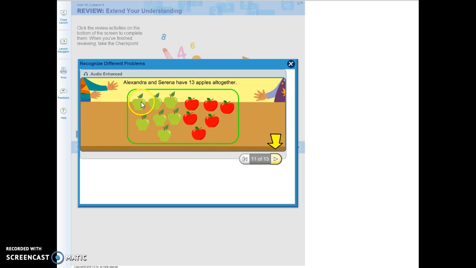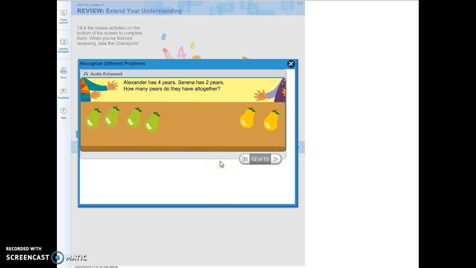Let's count. 1, 2, 3, 4, 5, 6, 7, 8, 9, 10, 11, 12, 13. Alexander and Serena had 13 apples altogether. Now it's your turn. Explain what is happening in this problem. Tell how to solve it, then click the arrow to continue.